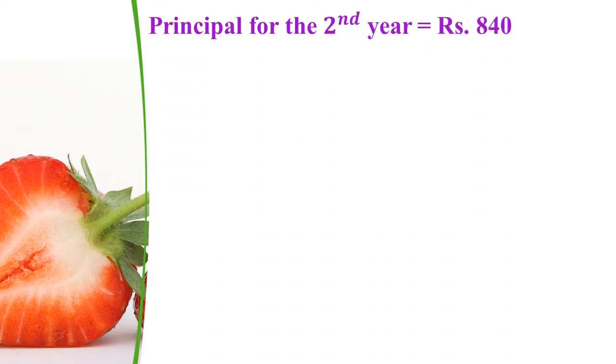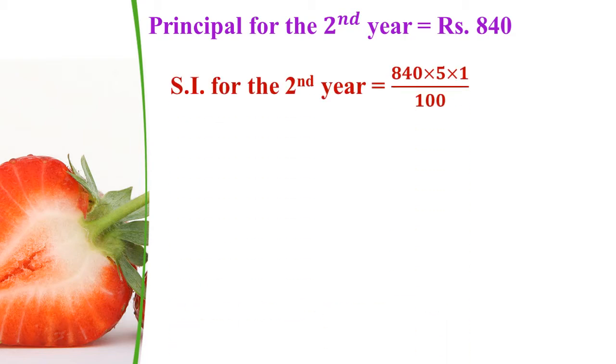In the case of compound interest, the amount at the end of first year becomes the principal for the second year. So, principal for the second year is rupees 840. Simple interest formula is P into R into T by 100. Simple interest for the second year equals 840 into 5 into 1 by 100.